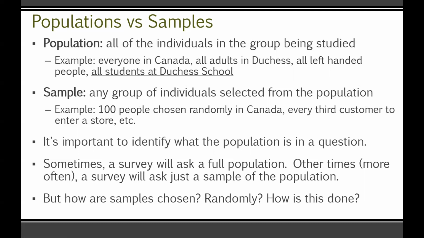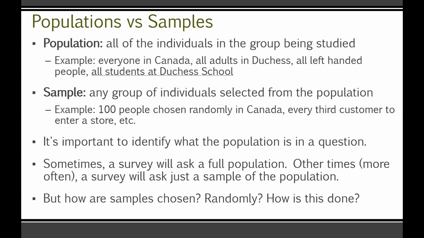A sample, however, is just any group of individuals selected from the population. So it's like a subgroup of the group of people you're studying. So for example, you could say it's 100 people just chosen randomly in Canada. It could be every third customer to enter a store, that kind of idea. So it's not the full population you're studying, it's just a small segment of it. Hopefully that'll become a little bit more clear as this lesson goes on. That was kind of just a quick way of going through it. We'll see with several examples what exactly the difference is in a little more detail.